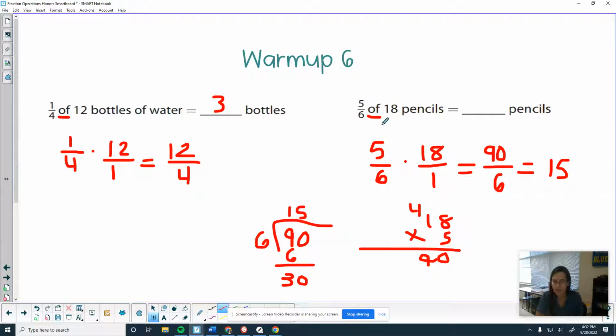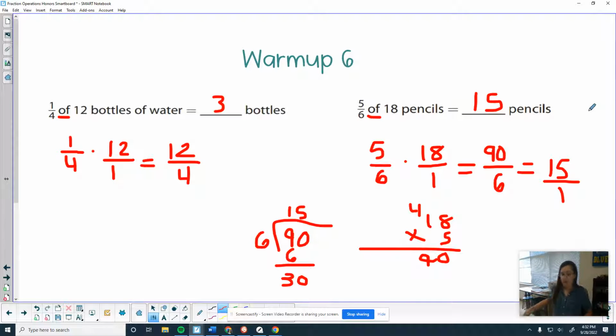So that means 5/6 of 18 pencils is 15 pencils. If you just simplified it, you probably got 15 over 1, but that's the same thing as 15. So just keep in mind, whenever it says like 1/2 of something or 3/4 of something, that means to multiply.